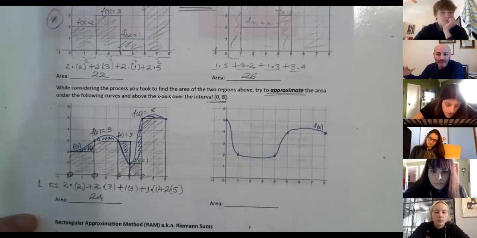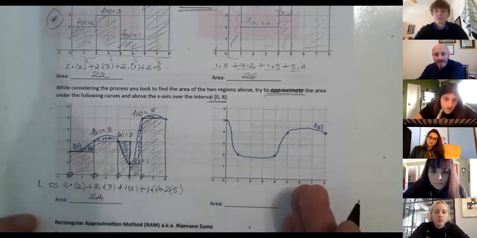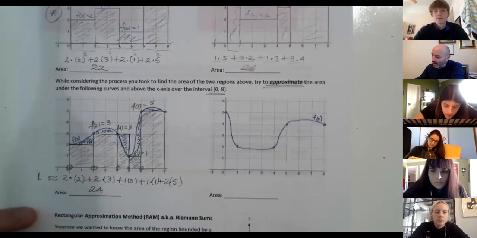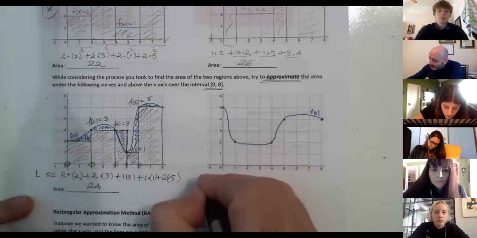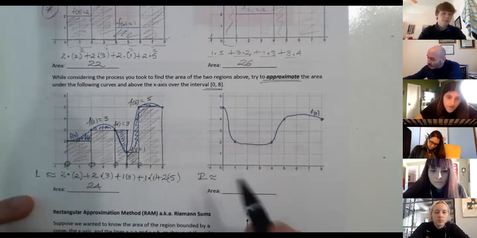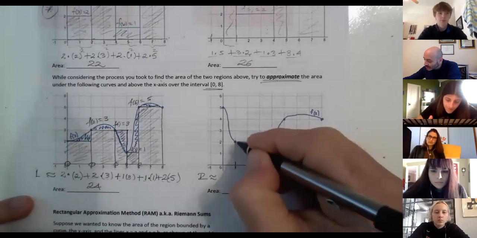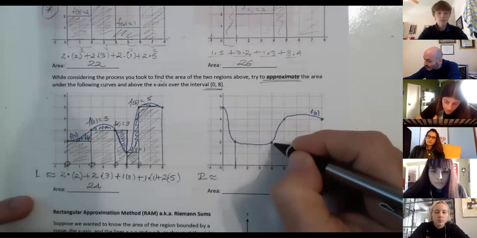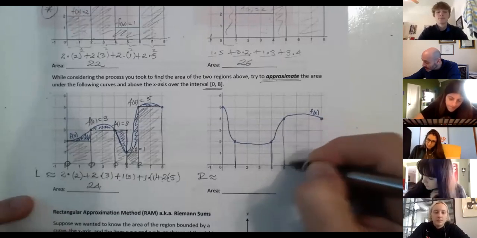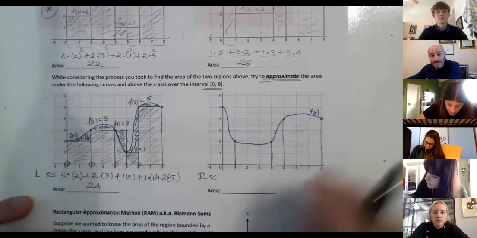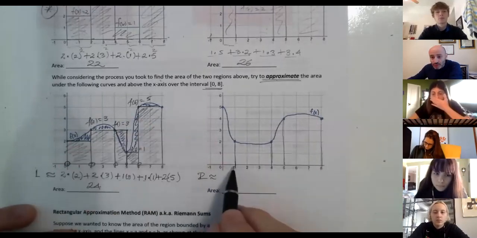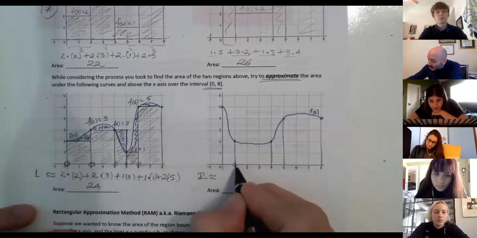the height of the rectangle is determined by the right endpoint of the subinterval. So I'm going to do that here, okay? So if I were to use the right endpoint to approximate this area, then I'm going to consider these rectangles. This rectangle, I'm going to consider this rectangle, I'm going to consider this one here, and this one. All right, those are going to be my rectangles. So the height of each rectangle is going to be determined by the right endpoint.